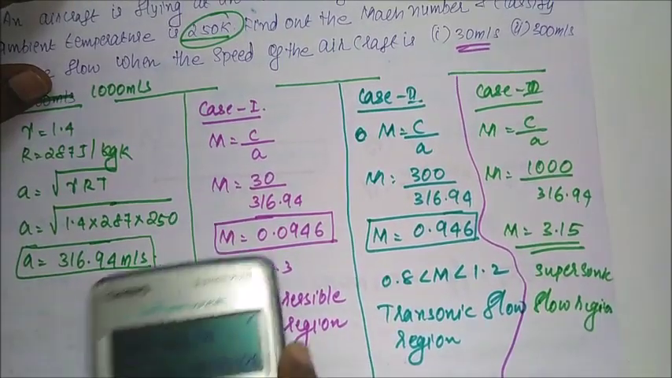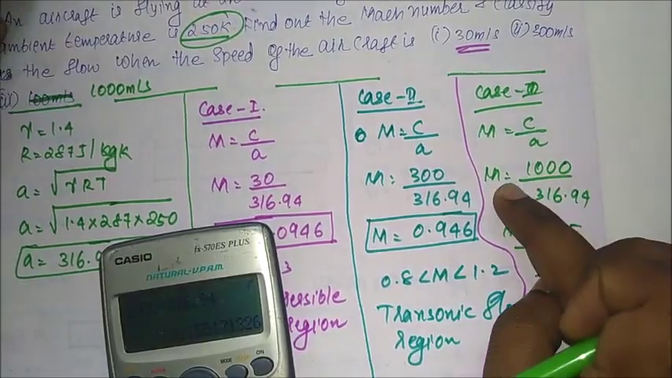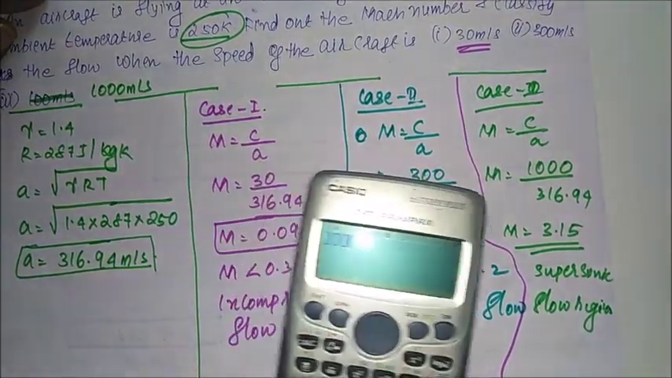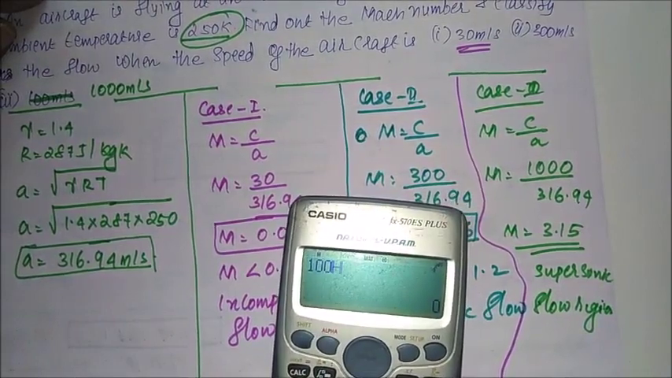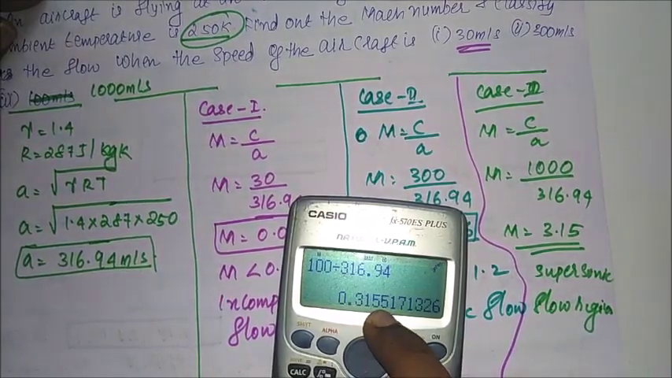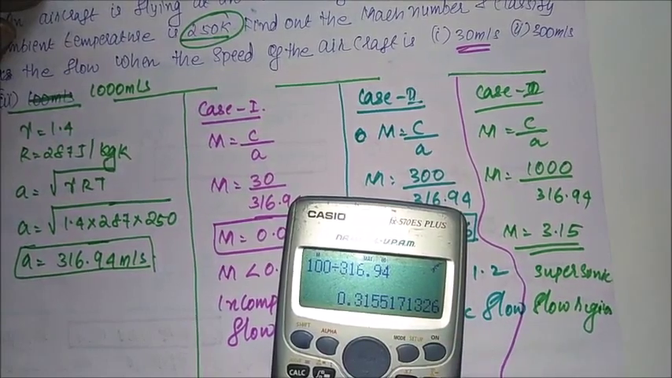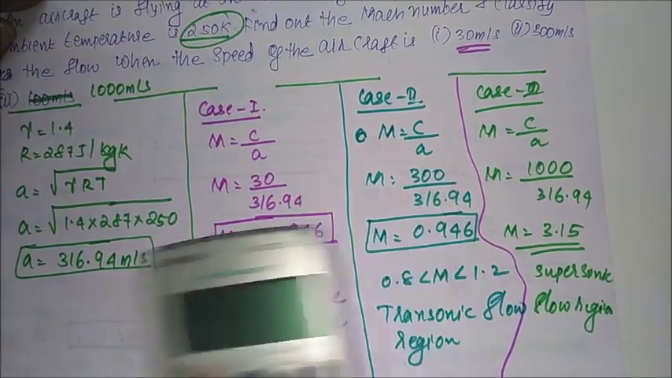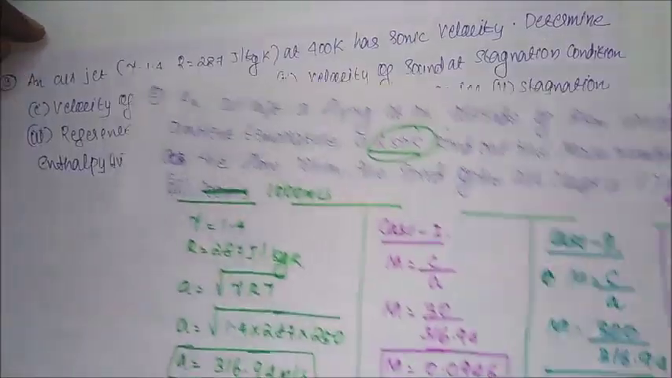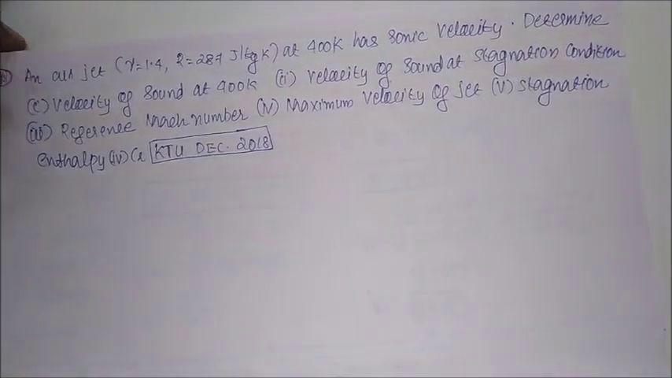What is the value when the velocity of the object is equal to 100? That is 100 divided by 316.94, which is 0.31. The Mach number is between 0.3 and 0.8, so it is the subsonic flow region. Okay, for 1000, what is the value? That is the supersonic flow region. Okay, next one.